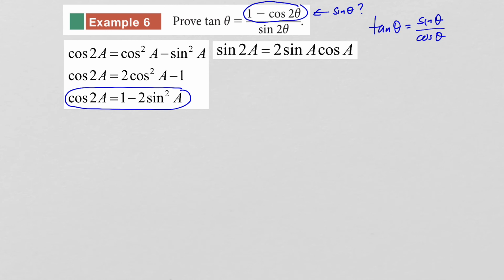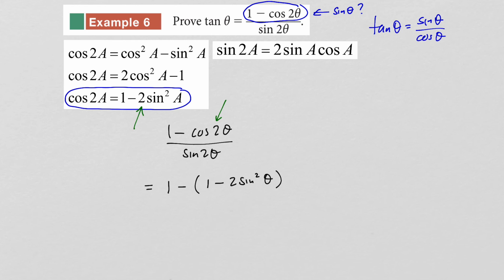So we're going to start by taking 1 minus cosine of 2 theta divided by sine of 2 theta. And I'm going to replace cosine of 2 theta with this formula. And so that gives us 1 minus cosine of 2 theta is 1 minus 2 sine squared of theta divided by sine of 2 theta. All right, so this one here is just this formula, but with a theta. So that gives us 2 times the sine of theta cosine of theta.